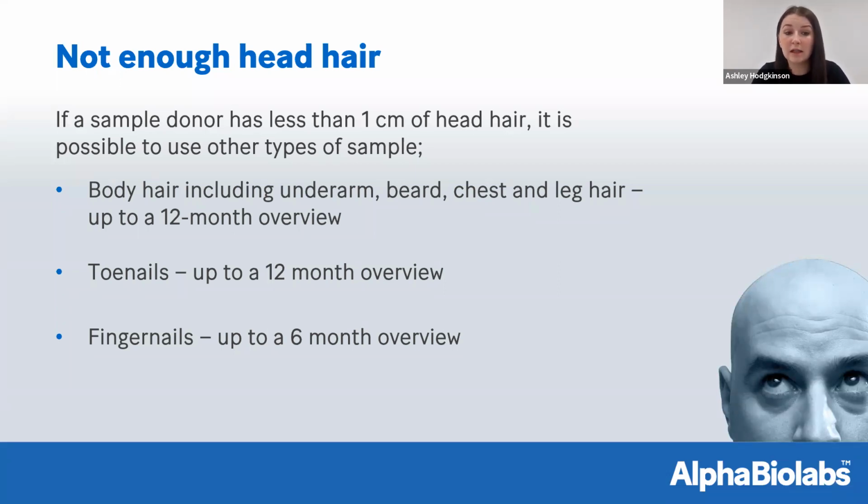The other 2 options are to collect a sample of toenails from your client or a sample of fingernails, both of which give different time frames. So your toenails would be a 12-month overview, fingernails a 6-month overview. And again, that can't be segmented. So that would be that time frame as a whole.